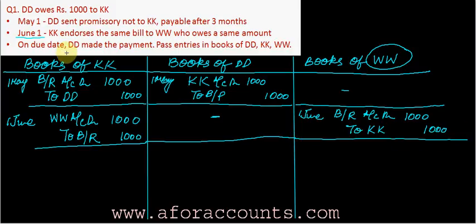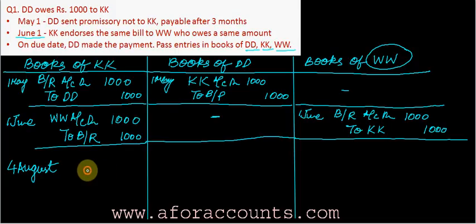Now, on due date, DD made the payment. Pass entries in the books of DD, KK, WW. On due date, DD has to pay, and now who is the holder? WW is the holder. So WW will receive the payment. Nothing to do with KK now because KK no more holds it. The due date will be after 3 months. So May, June, July and 3 days of grace. So from 1st July plus 3 days of grace makes it 4th August.